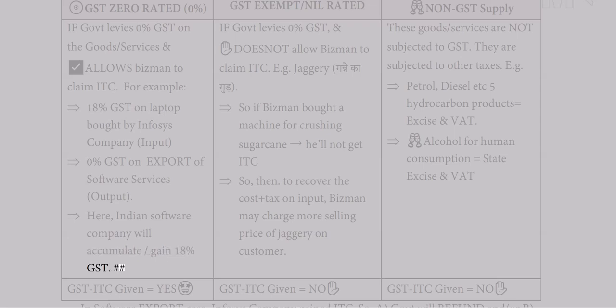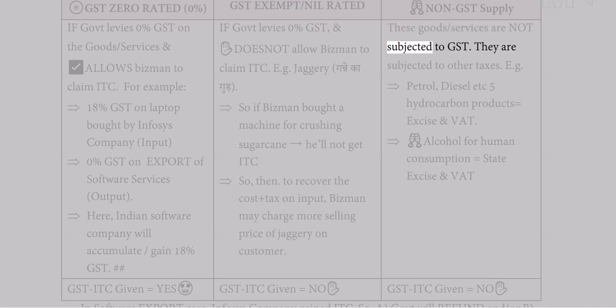If the government levies 0% GST and does not allow the businessman to claim ITC, that is exempt. For example, jaggery. If the businessman bought a machine for crushing sugarcane, he will not get ITC, so to recover the cost plus tax on input, the businessman may charge a higher selling price of jaggery to the customer.